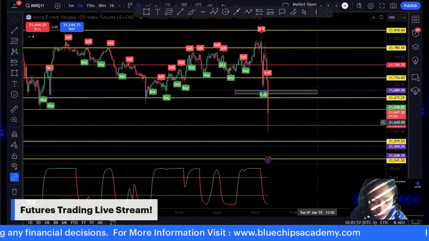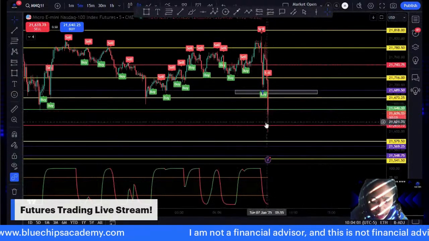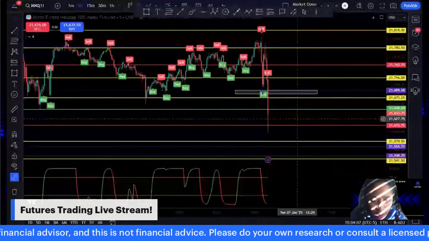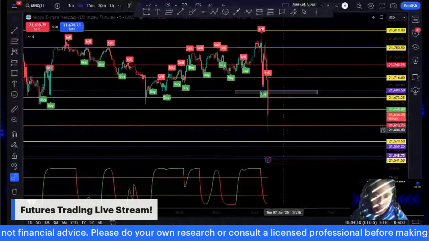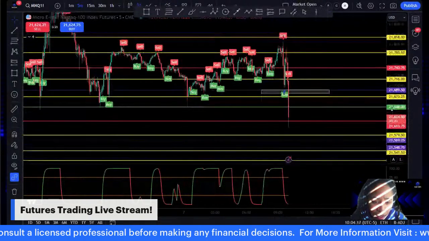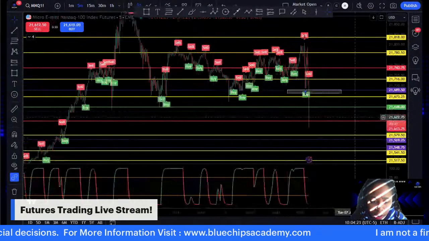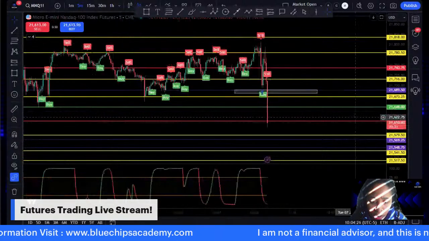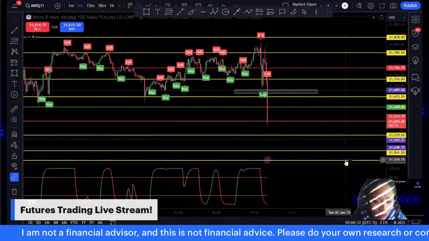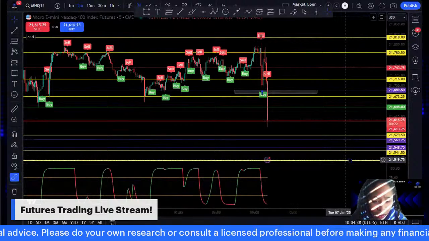Let's see how it closes. With this wick level right here, it's telling me that the buyers are trying to come in. But I don't know if they're going to have enough strength to continue to push price down. Let's see how it closes. 40 seconds. That's pretty strong. That is pretty strong there. Okay, 25, 20 seconds.